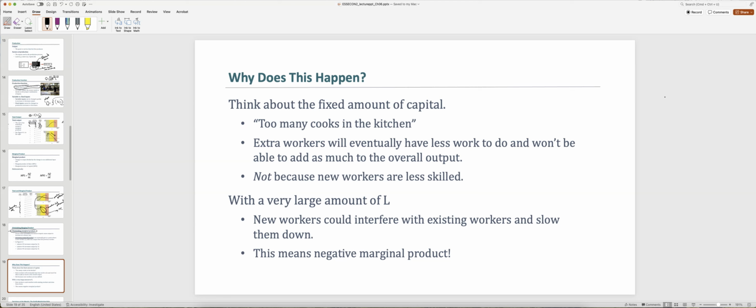Now, at the same time as our labor was our variable input here, we also had, again, our fixed input. That fixed input was our capital in this case. And so essentially, the reason why these workers are eventually becoming less and less productive is they're becoming crowded. The quote that we see here on the slide is "too many cooks in the kitchen."